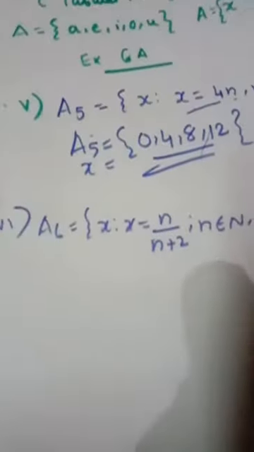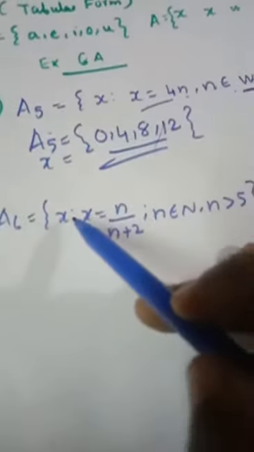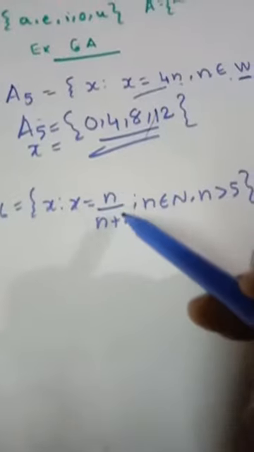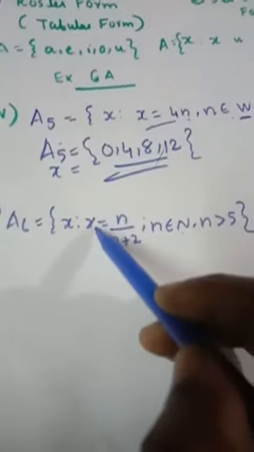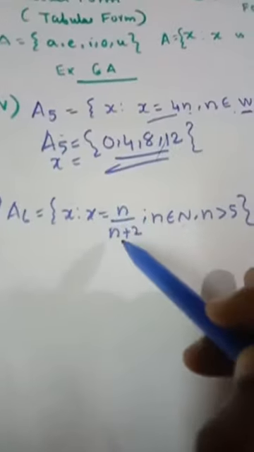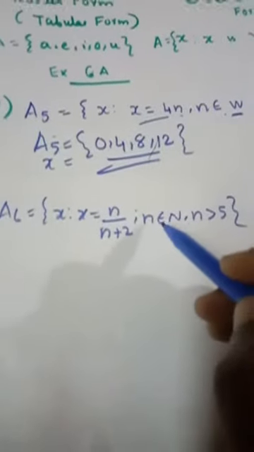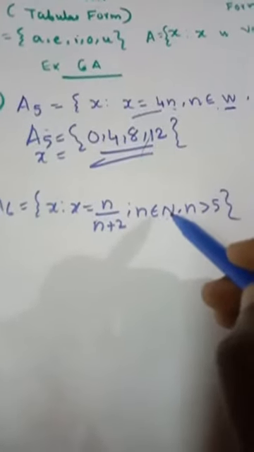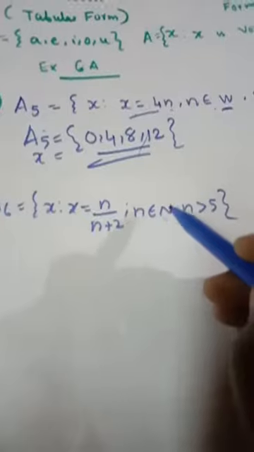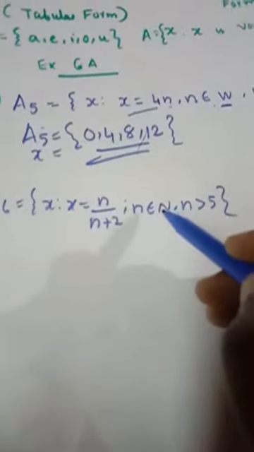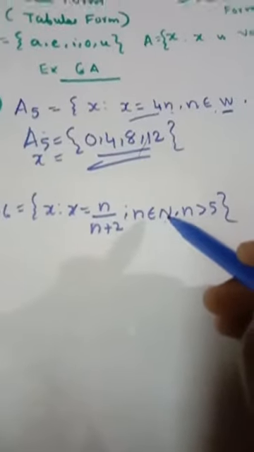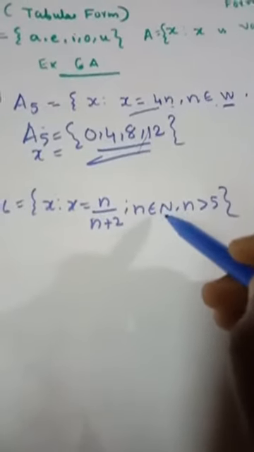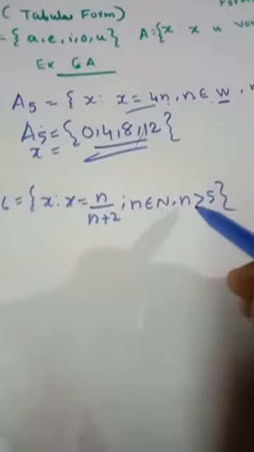Next, sixth question. A6 is equal to the set of x such that x is equal to n by n plus 2, n is an element of capital N, n greater than 5. So here the condition is that x is equal to n by n plus 2. And what is n? N is an element of capital N. N means integers, that is minus 3, minus 2, minus 1, 0, 1, 2, 3, etc. That means it includes negative numbers, 0 and positive numbers. N is always greater than 5.